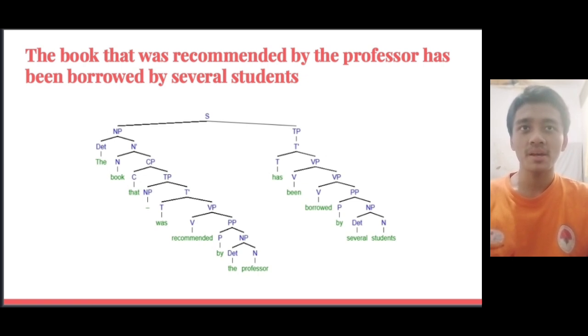Verb phrase, borrowed by several students, further specifies the action. Verb, borrowed, the main verb in the passive voice. Prepositional phrase, by several students, modifies the verb borrowed, indicating the agent. Preposition, by, introduces the agent.